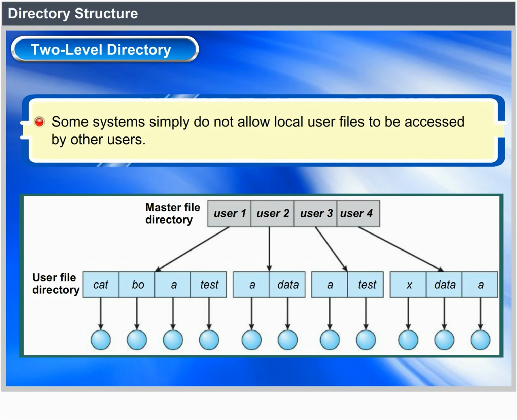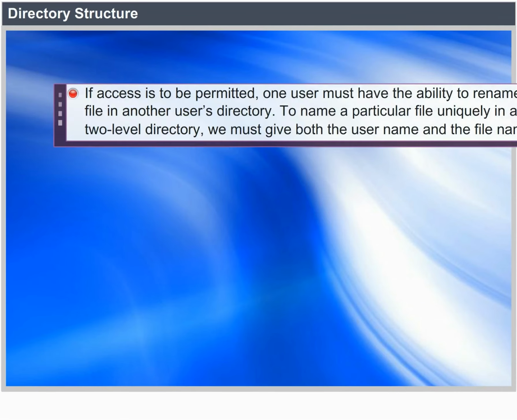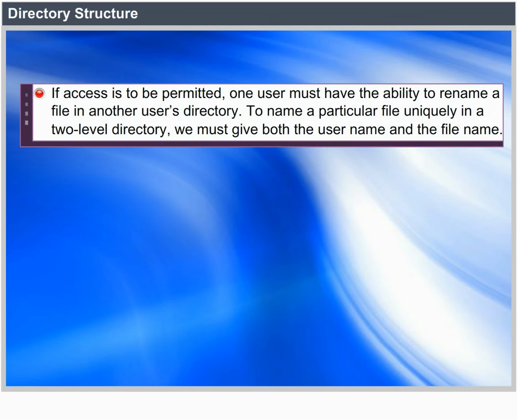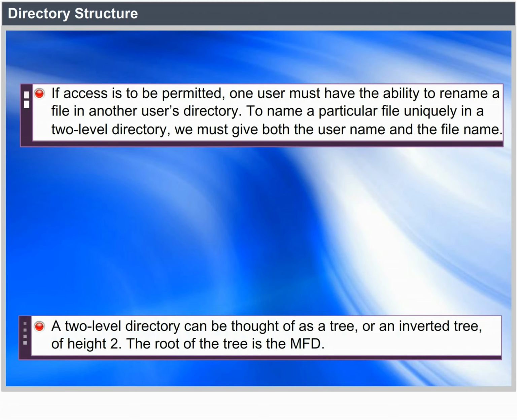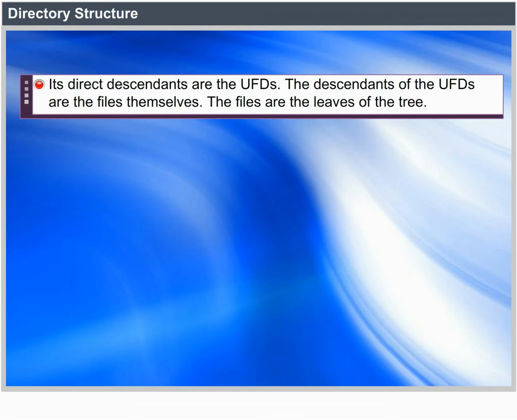If access is to be permitted, one user must have the ability to name a file in another user's directory. To name a particular file uniquely in a two-level directory, we must give both the user name and the file name. A two-level directory can be thought of as a tree, or an inverted tree, of height 2. The root of the tree is the MFD. Its direct descendants are the UFDs. The descendants of the UFDs are the files themselves. The files are the leaves of the tree.